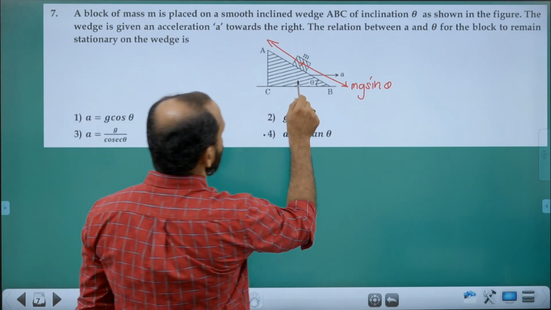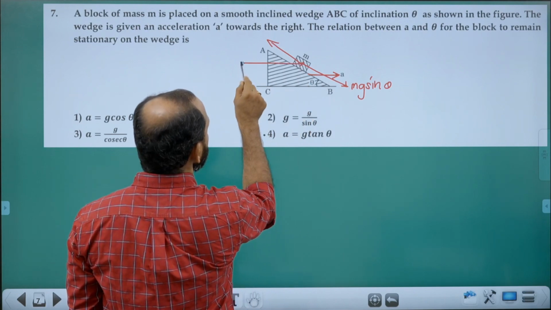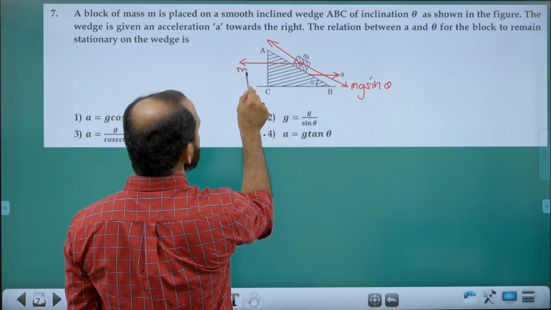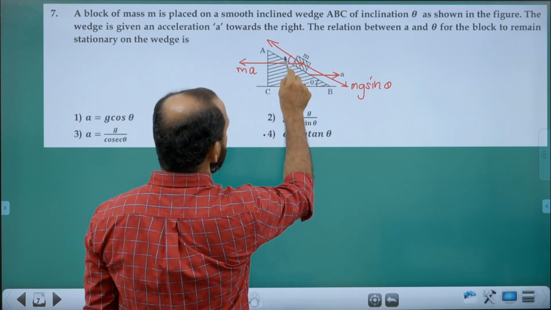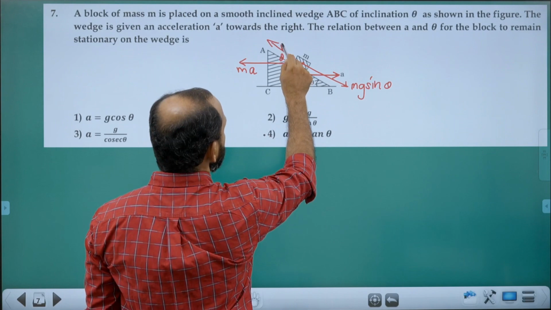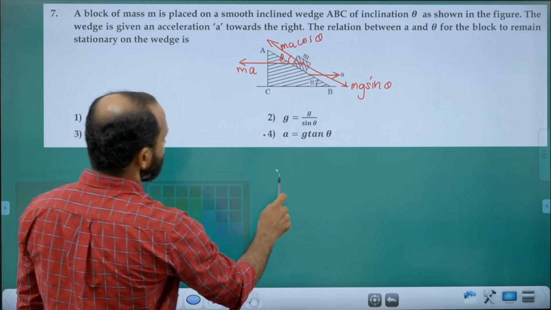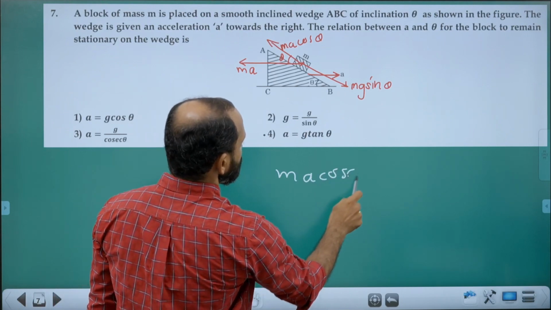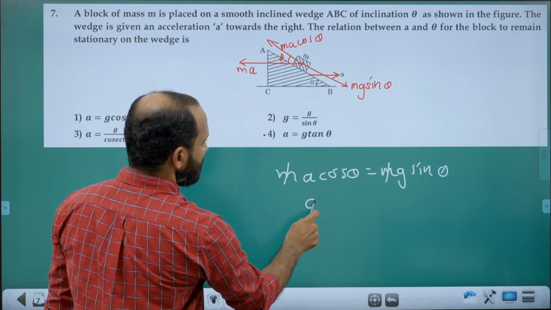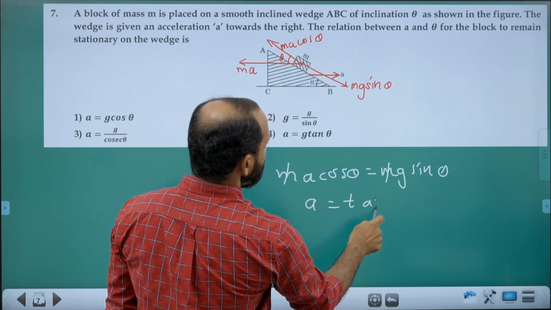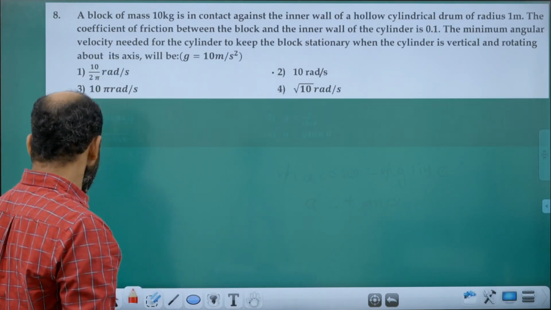When this wedge is given a horizontal acceleration, the block is acted upon by a force that is mass of the block times its acceleration. As this angle is also theta, this component of that ma is ma cos theta. Now for equilibrium, ma cos theta is equal to mg sin theta. m gets cancelled and a is equal to g tan theta. So a is equal to g tan theta is the right answer.